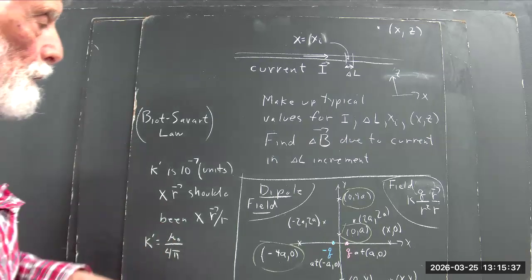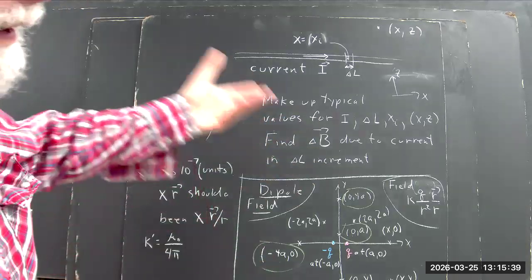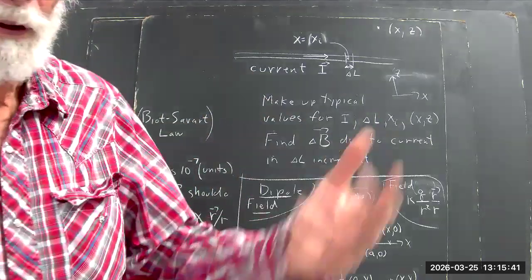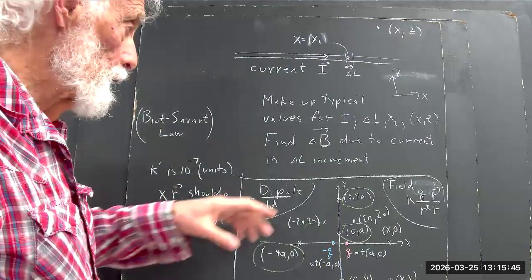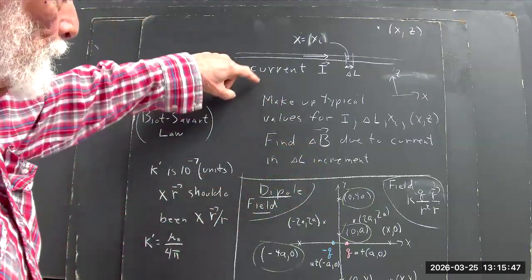So you want to do that. Otherwise, you get a reciprocal R cubed in the expression, which doesn't make any sense at all. I wrote it down carelessly and didn't think it through.